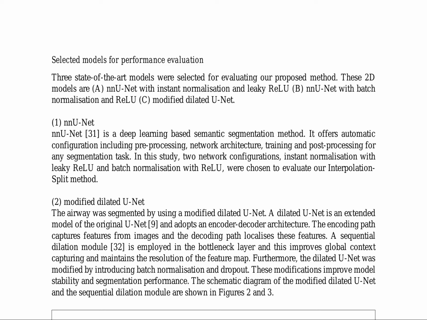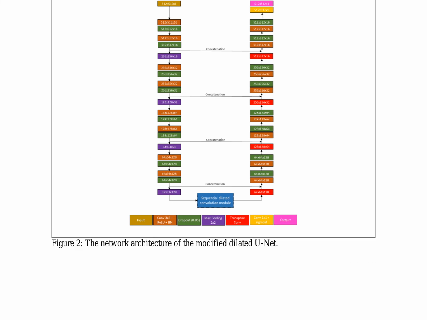In contrast, the modified dilated U-Net employs an encoder-decoder architecture, where the encoding path captures features from images and the decoding path localizes these features. A sequential dilation module is used in the bottleneck layer, improving global context capturing and maintaining the resolution of the feature map. This module is crucial for capturing multi-scale contextual information. The modified dilated U-Net introduces batch normalization and dropout to improve model stability and segmentation performance.